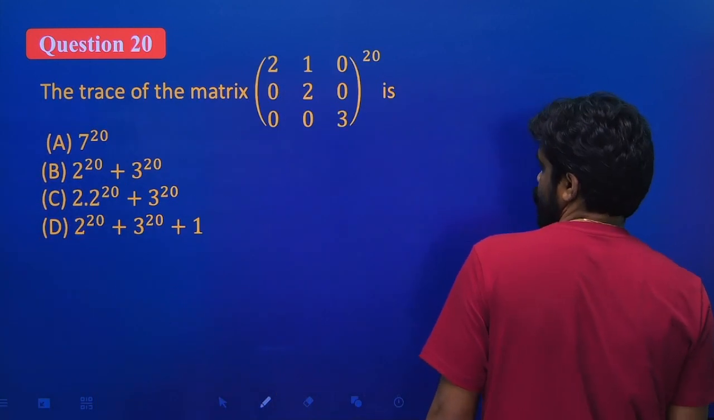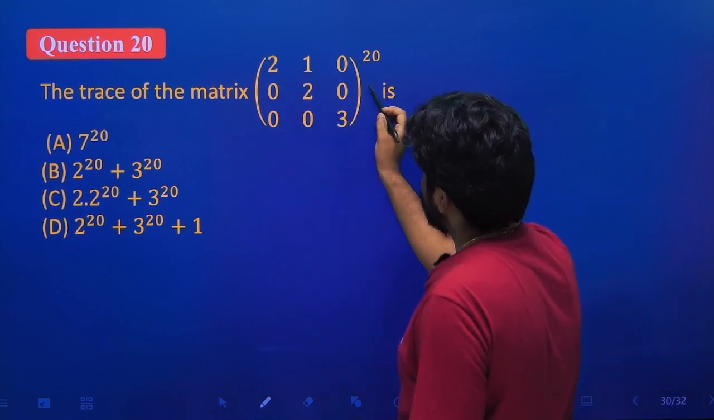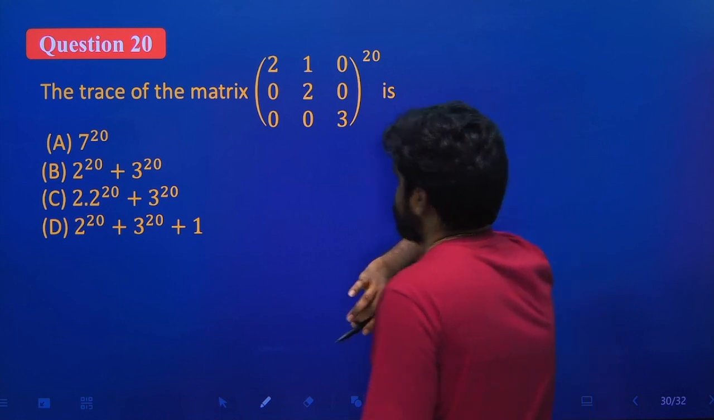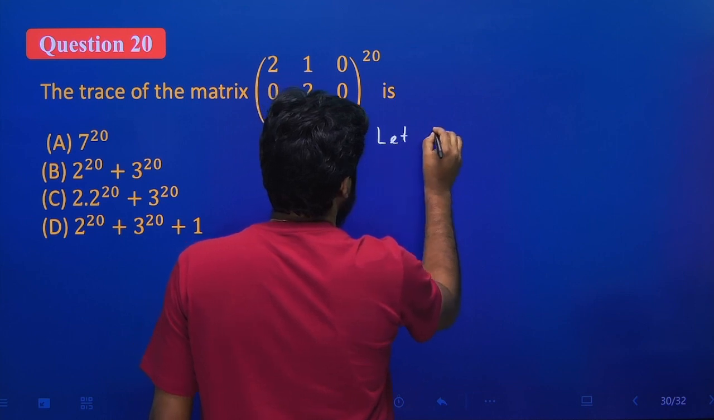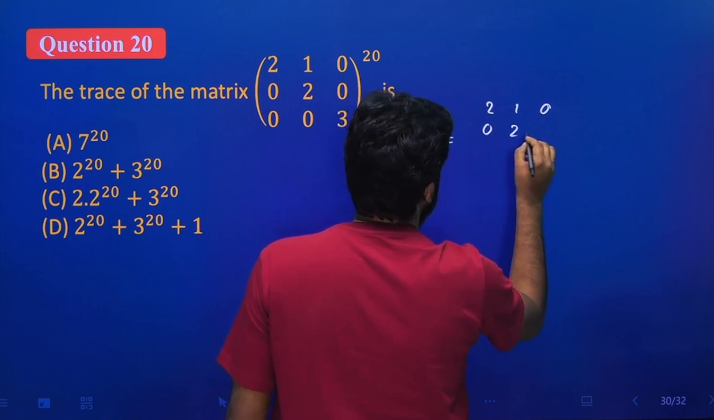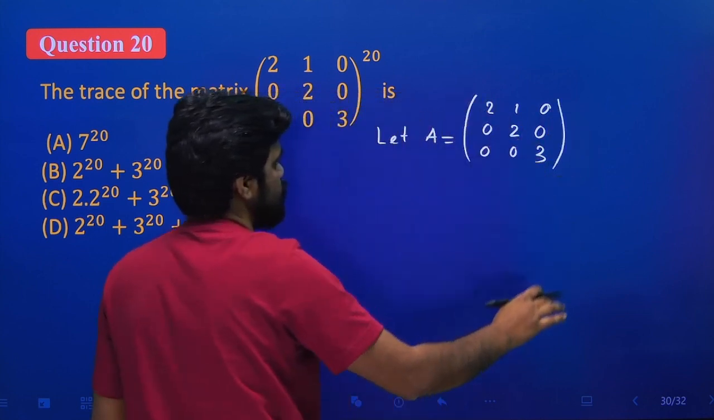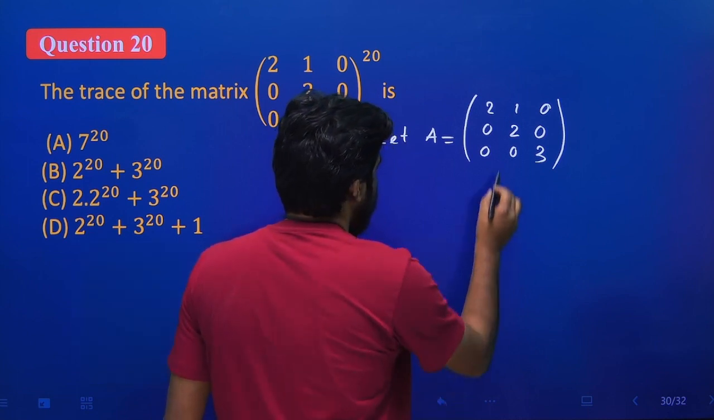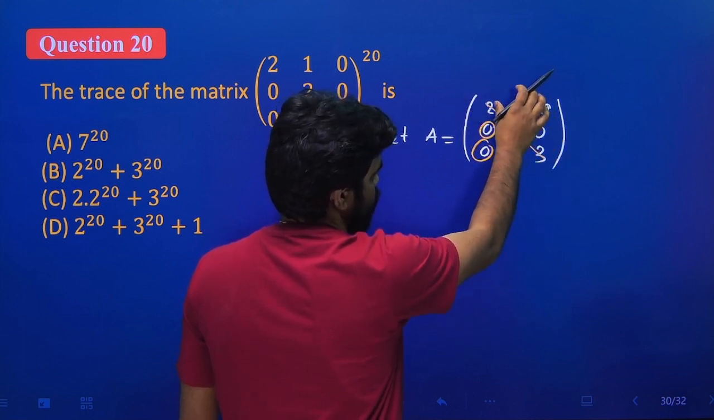Okay, ठीक. So next, the trace of the matrix 2 1 0 0 2 0 0 0 3 to the power 20 is. This question was asked in CSIR NET exam. Okay, so first of all, suppose this is the matrix A. Let A is equal to 2 1 0 0 2 0 0 0 3. So this is the upper triangular matrix. Why? Just see, all the elements below the diagonal are 0. So this is an upper triangular matrix, right?